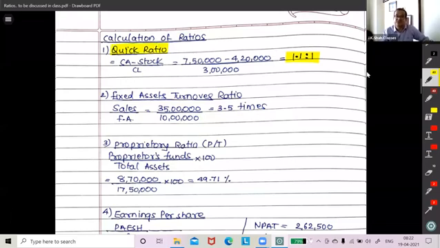Then the fixed asset turnover ratio, which is sales upon fixed assets. We found out sales of 35 lakhs. Fixed assets are given in the question. So you get a fixed asset turnover ratio of 3.5 times.